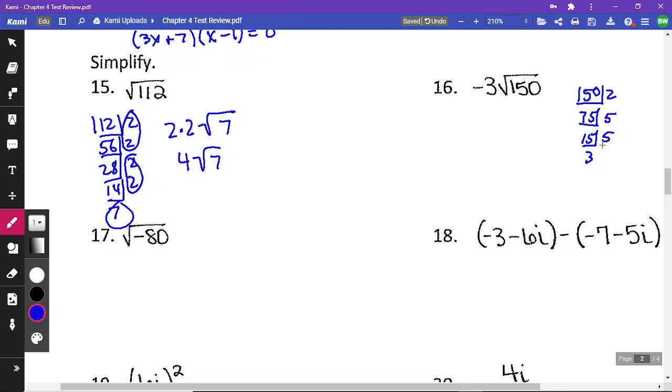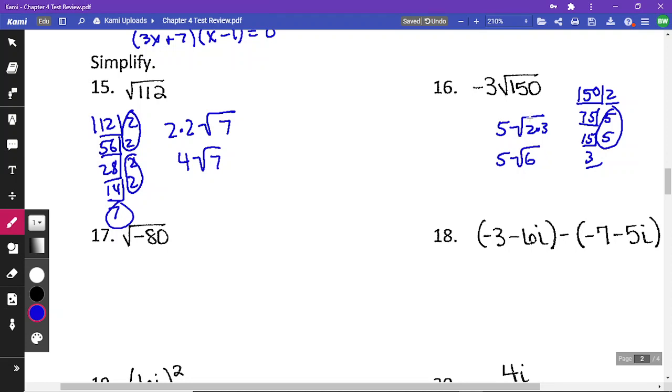Okay, so we have a pair there. That's the 5. Okay, so the 5 comes out. We have room to write it right here, so that's where we'll write it. That's the only thing that comes out. Inside you have 2 and 3. 2 times 3. And so that inside is 6. So you have 5 times the square root of 6.